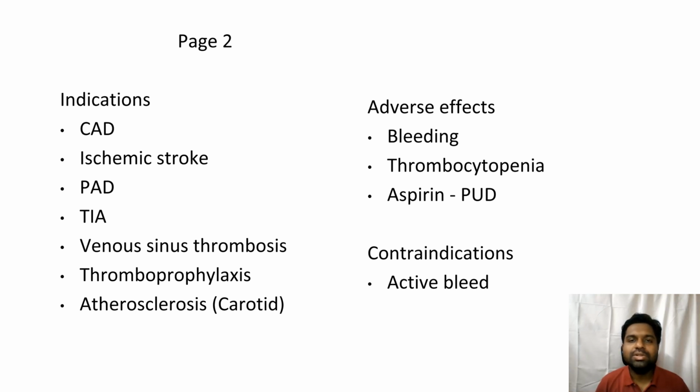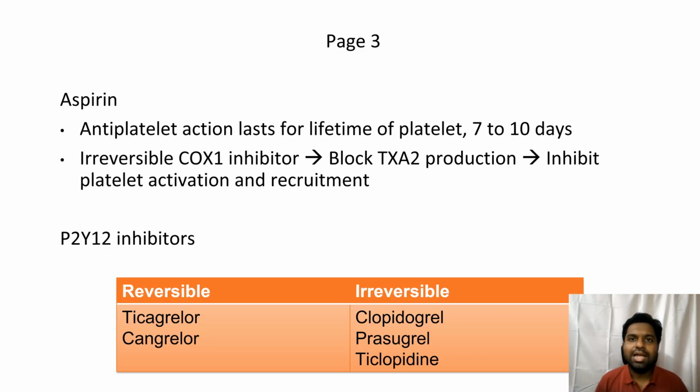With respect to adverse events, usually the ones that we are worried of are bleeding. And for few drugs, we have thrombocytopenia, and peptic ulcer disease can occur due to aspirin. And contraindications are active bleeding, and few other contraindications are there for certain drugs, which we'll be discussing in subsequent slides. Coming to aspirin, aspirin has its antiplatelet action for lifetime of platelet, that would be 7 to 10 days.